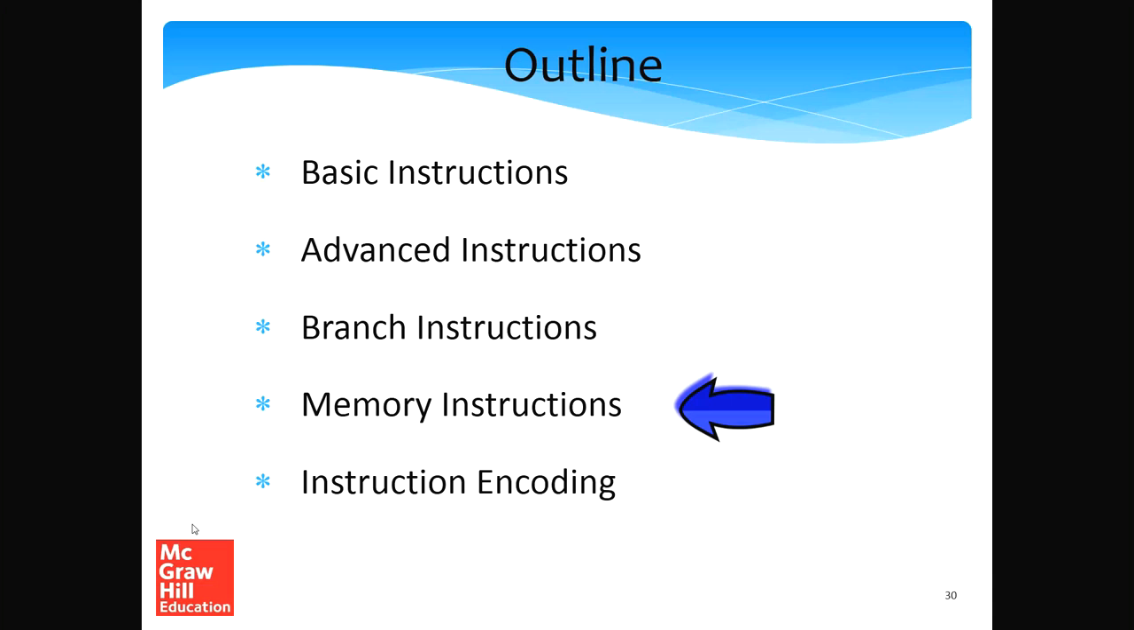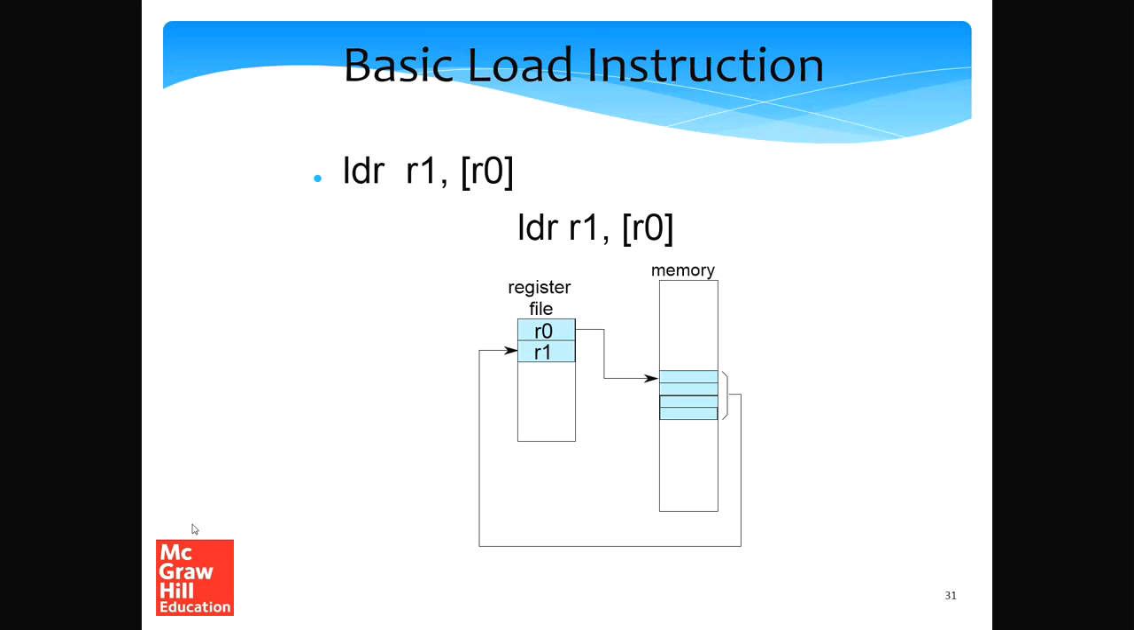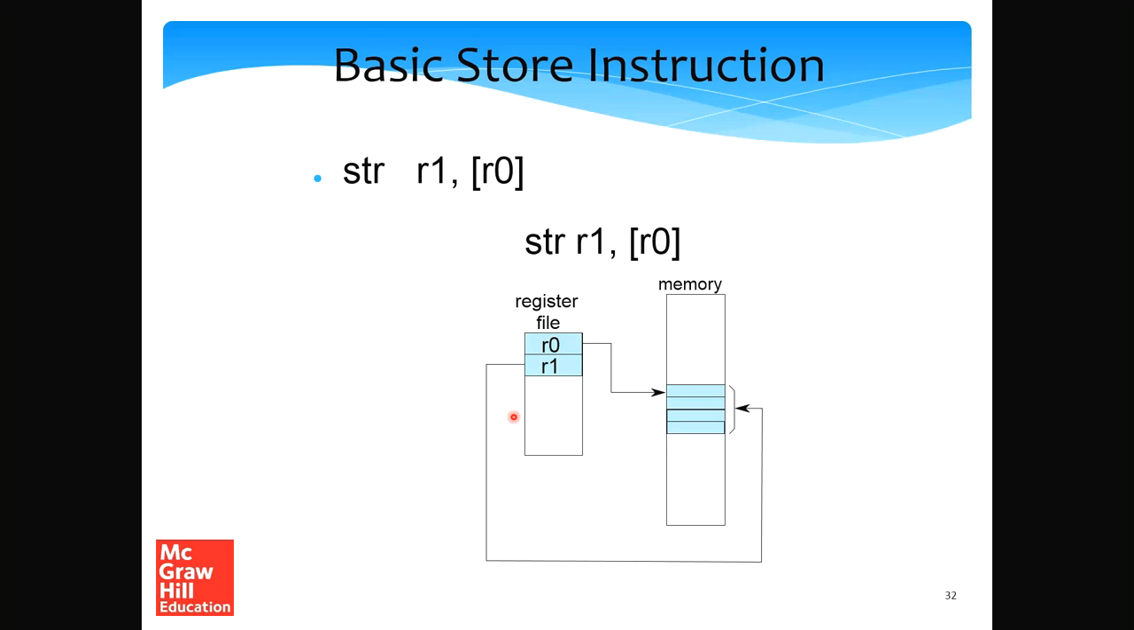Now that we have seen basic instructions, advanced instructions, and branch instructions, let's move to memory instructions. Similar to simple RISC, ARM has a very basic load instruction, which is load R1 with a register indirect operand R0. In this case, the memory address is stored in R0. We access memory, read 4 bytes and save it in R1. Exactly the same as simple RISC.